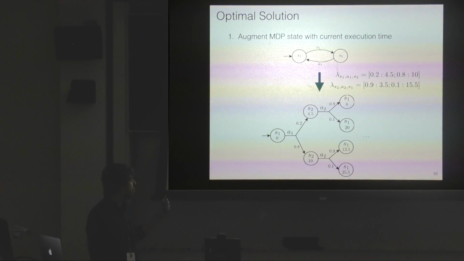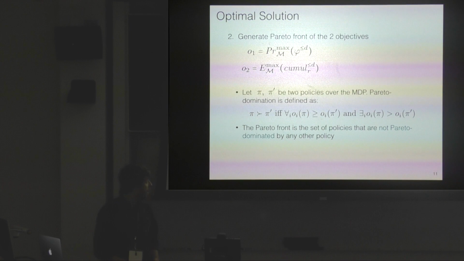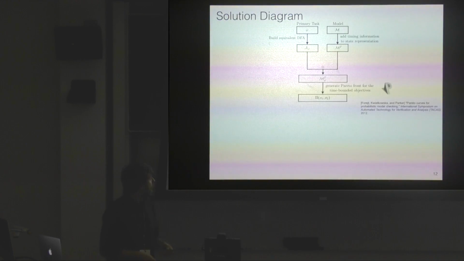So the idea would be to encode the passage of time in your state representation. Looking here, in an original model, you just have the state of the environment. In your augmented model, you have the state of the robot in its environment, plus how much time has passed throughout execution. In this model, we can use known probabilistic model checking techniques to build what is called the Pareto front for these two objectives. The Pareto front is basically a set of policies for which you cannot improve one objective without decreasing your performance on the other one. So they are what is known as Pareto optimal here.